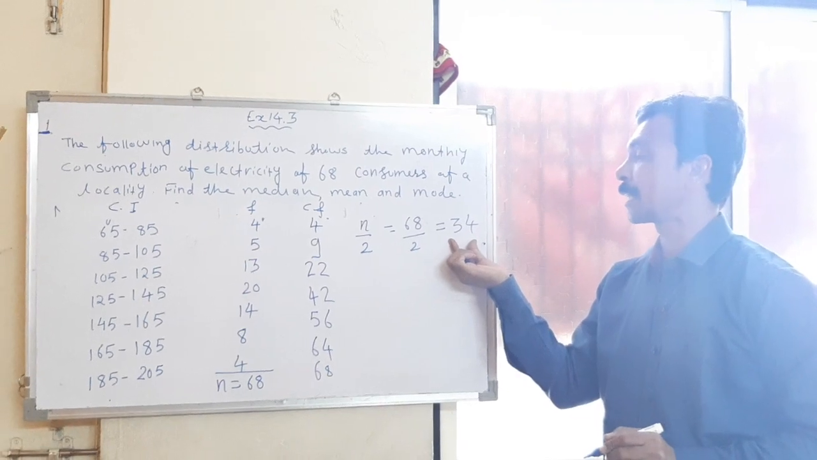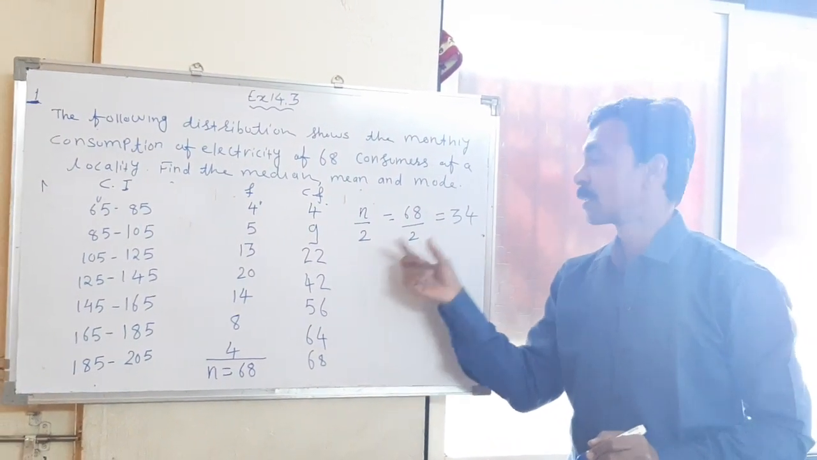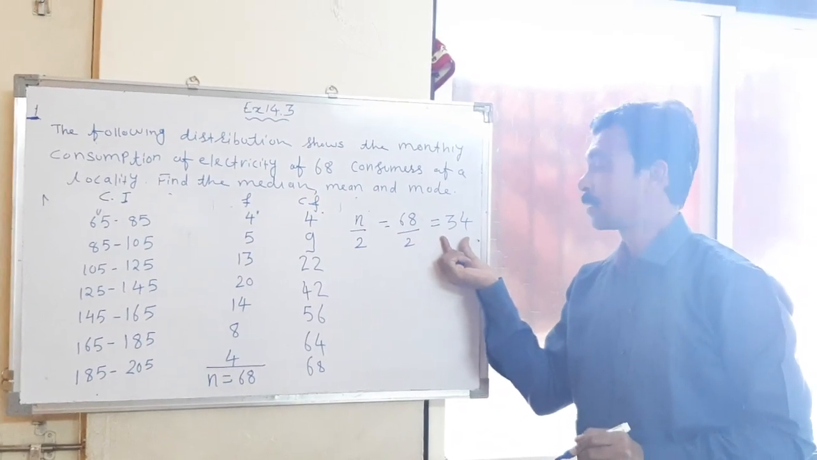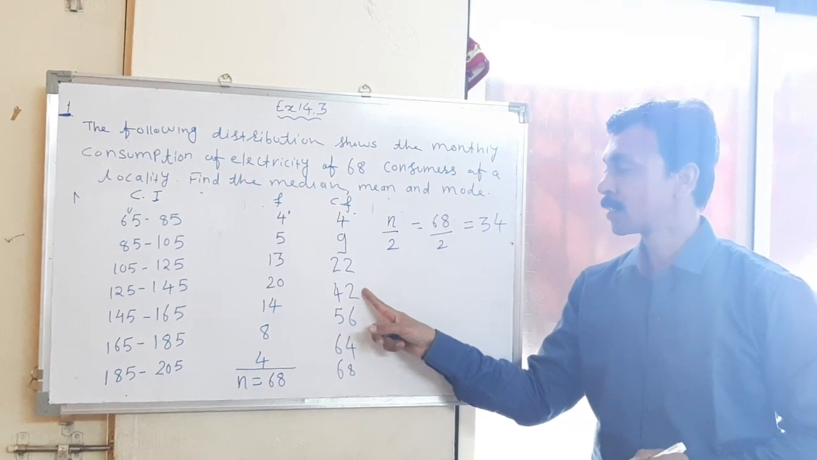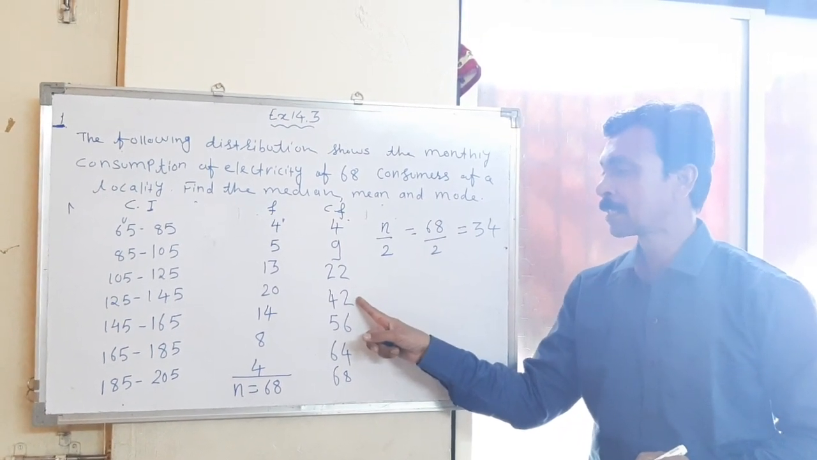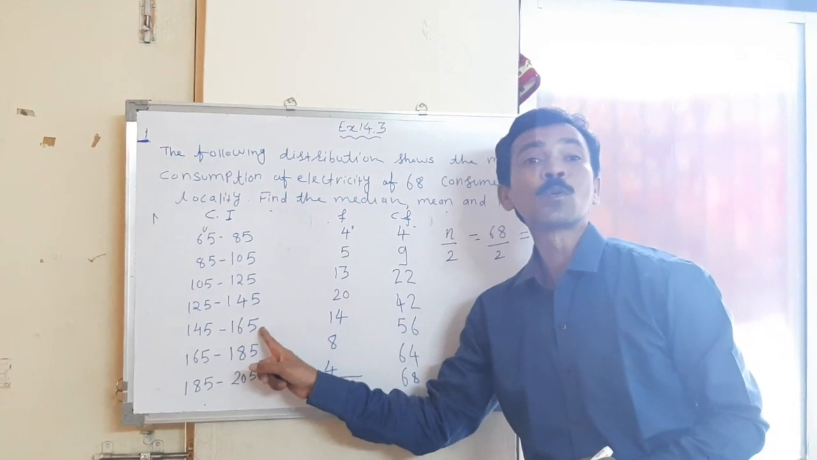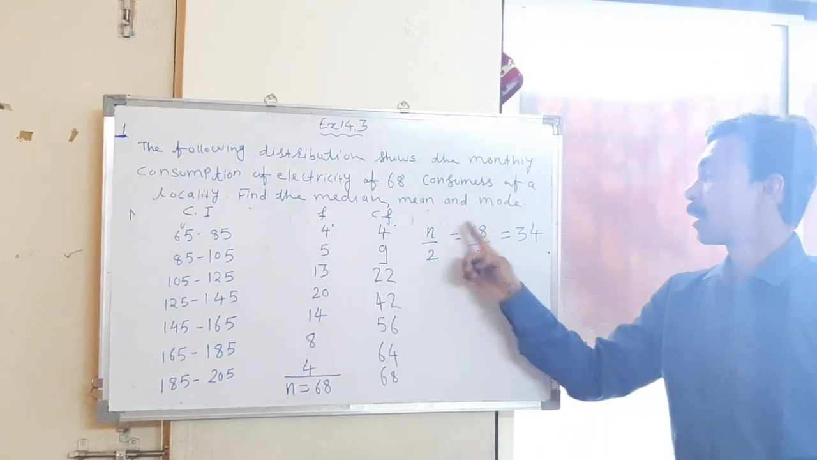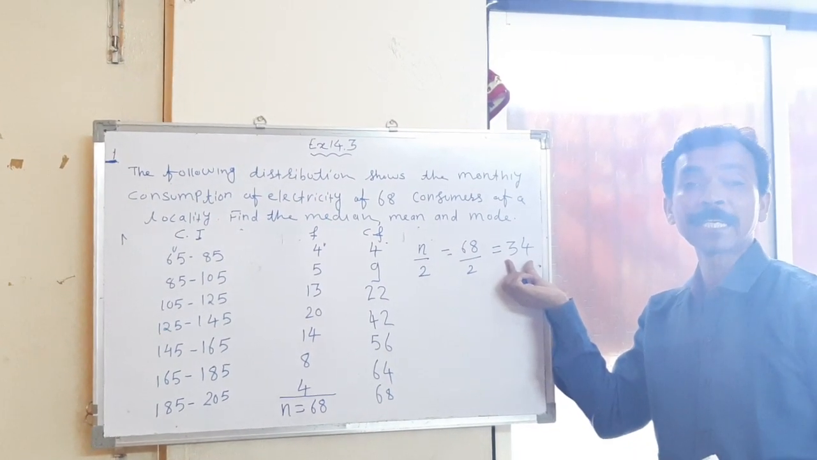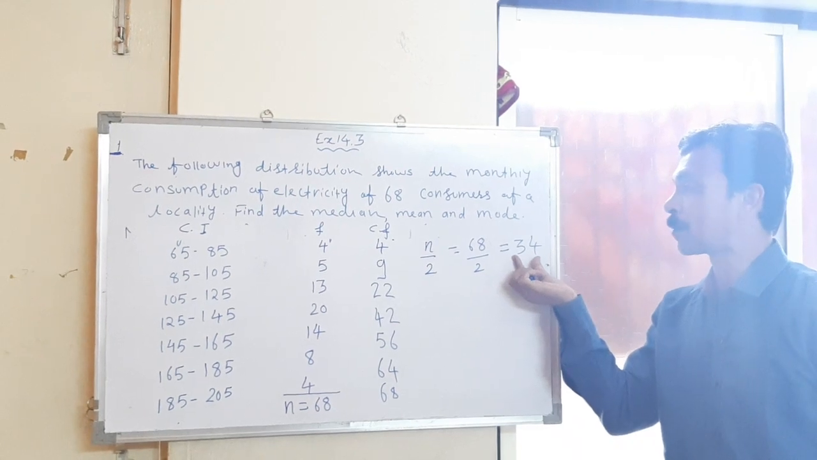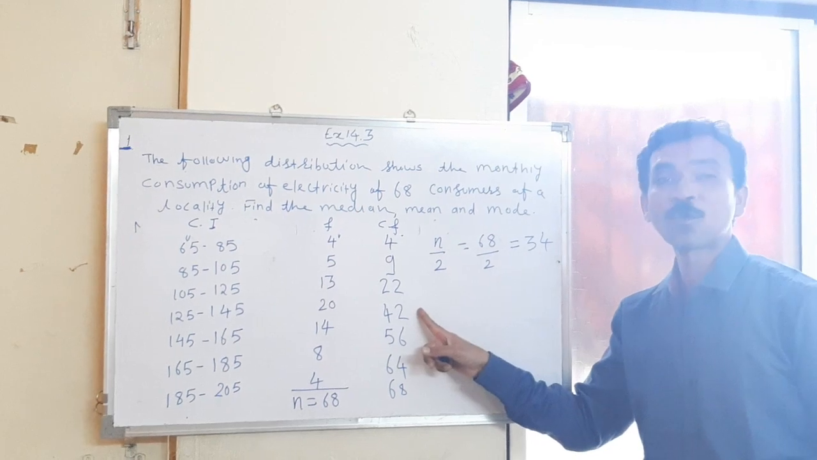We have to see just greater than 34. Then the number is 42. The number greater than 34 is 42. So this number tells us that n by 2 lies in the class interval 145 to 165. Again I repeat, n by 2 is the number which you have to see greater than this number in the CF column. So greater than 34 is 42.